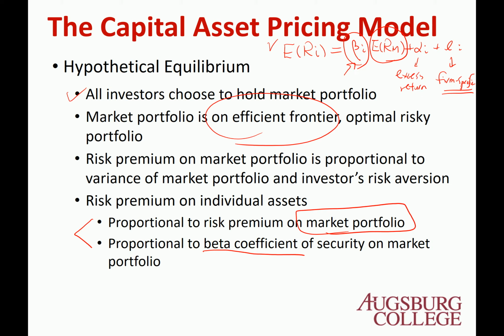Now in equilibrium, first of all, everybody holds a well-diversified portfolio, which means that we eliminate this firm-specific risk. Everybody is rational, so everybody knows that they should hold a well-diversified portfolio. So this is gone, the error term is gone.